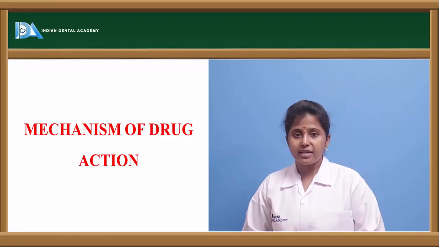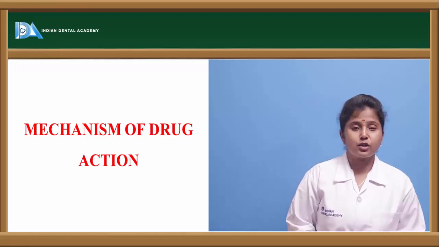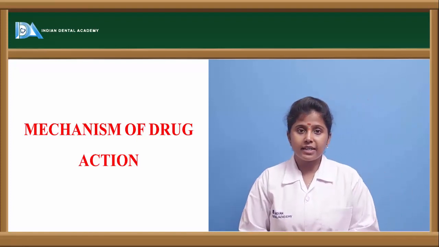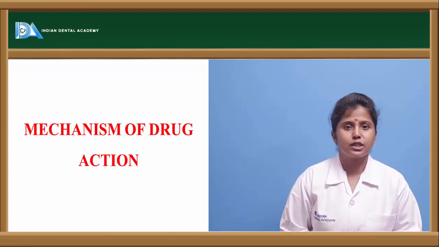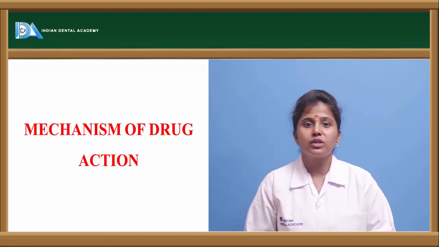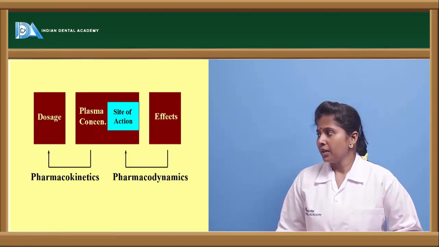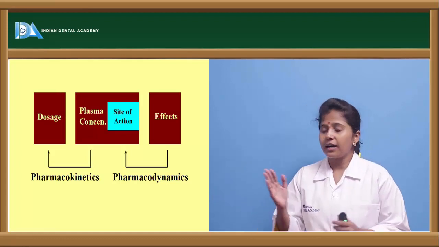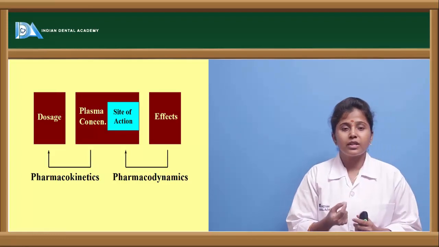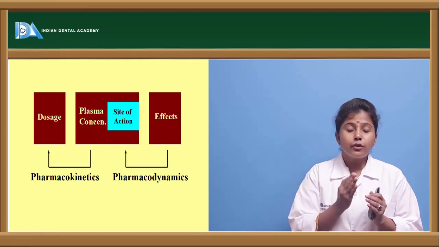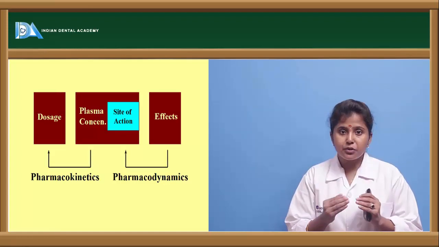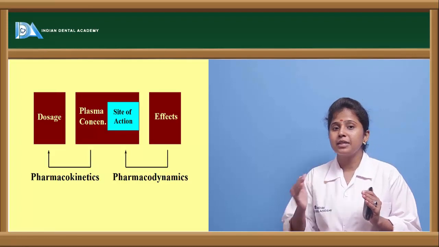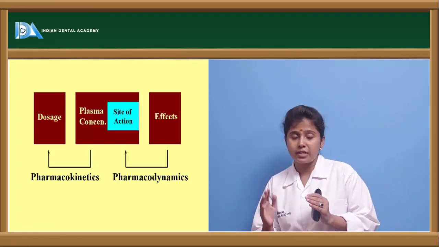Let us see the mechanism of drug action. So after a drug enters the body, how does it show its action? There should be some mechanism by which the drug shows its effect. Before going into the exact topic, once a dose is given into the body, from the tablet or from the formulation, the drug has to be released and it has to reach the blood circulation.